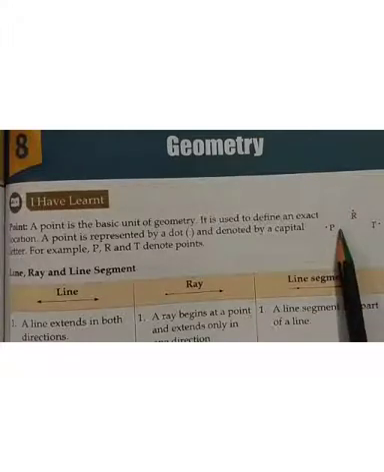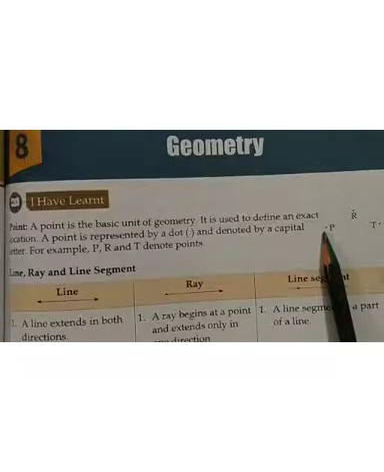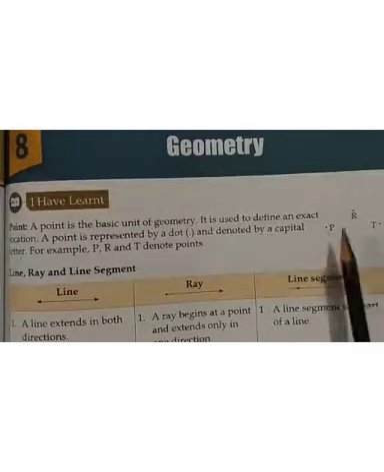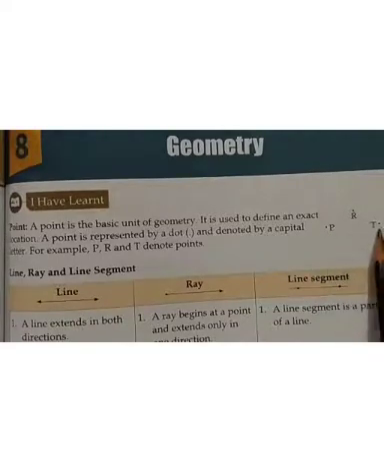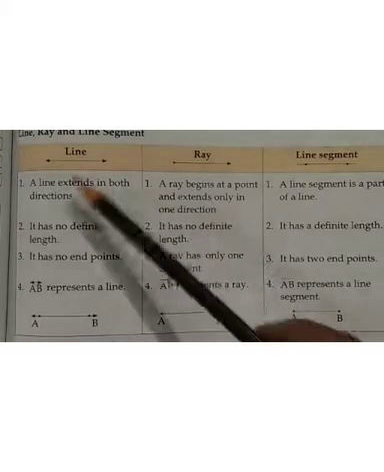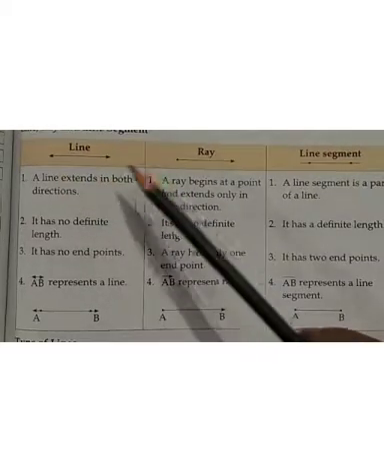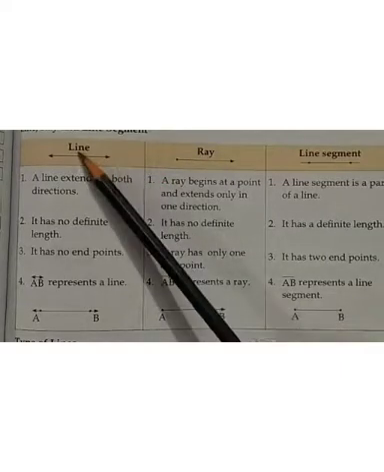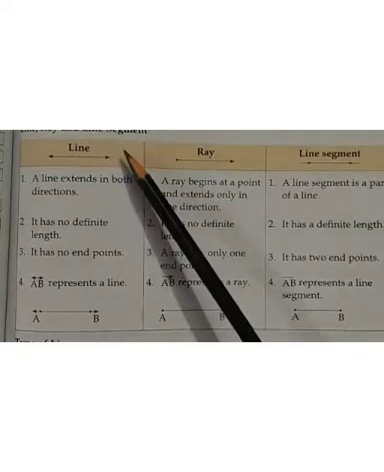It is used to define an exact location. A point is represented by a dot and denoted by capital letters. Here are point P, point R and point T. Next, some parts of geometry are given: line, ray and line segment.